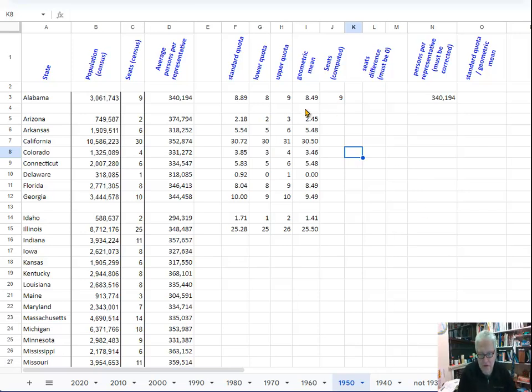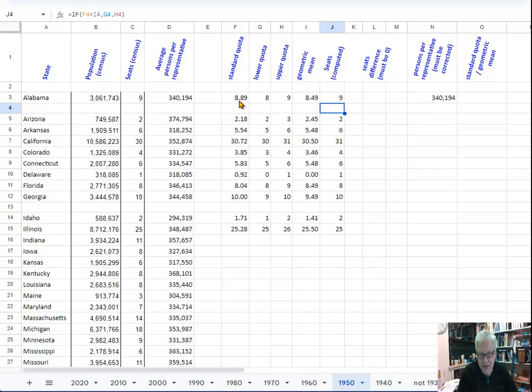Now here's what happens with the seats. If the standard quota is larger than the geometric mean, take the upper quota, so 9. If the standard quota is smaller than the geometric mean, well, take the lower quota, so 2. And so on for all of these. Pull this down. Conveniently, Alaska and Hawaii are not included in this case. And you can see that's what happens.